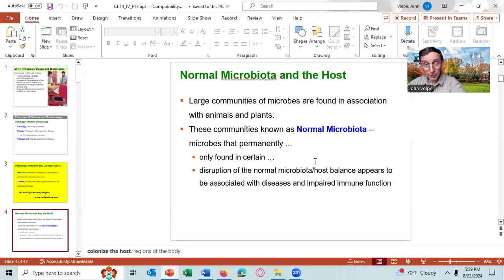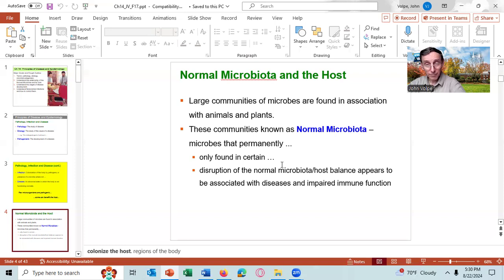The normal microbiota does not have to be permanent, but essentially permanent, meaning for a very, very long time, for most of the individual's lifespan. The normal microbiota is only found in certain regions of the body. And then disruption of the normal microbiota and the host balance with the normal microbiota appears to be associated with disease and impaired immune function.